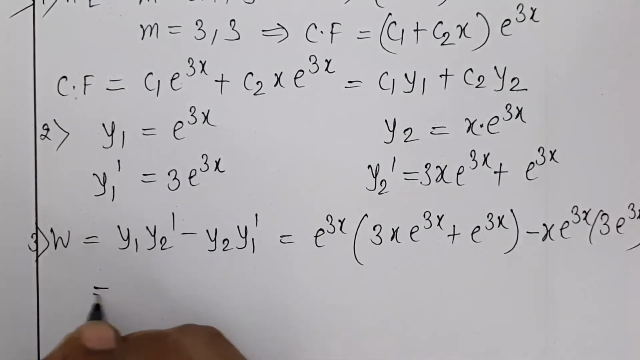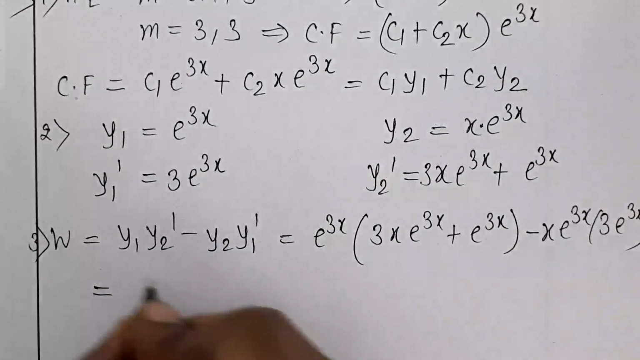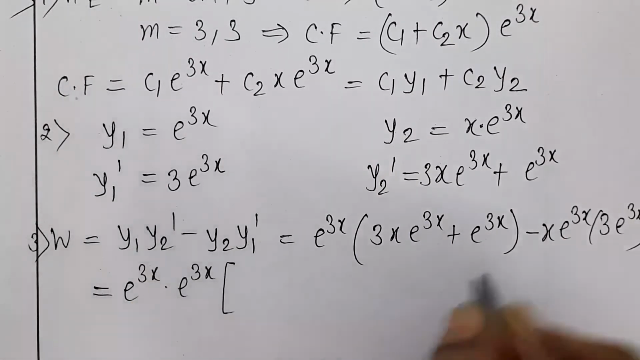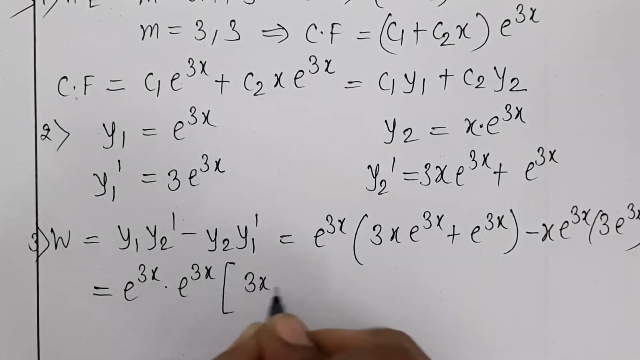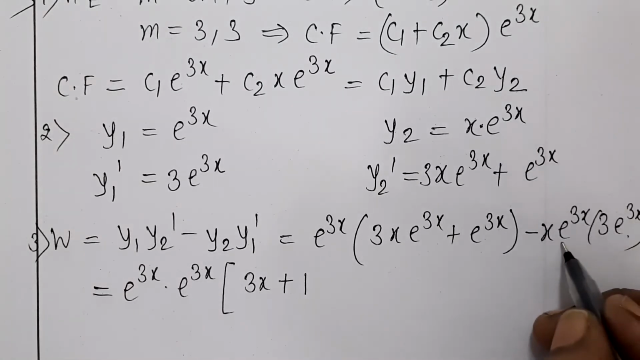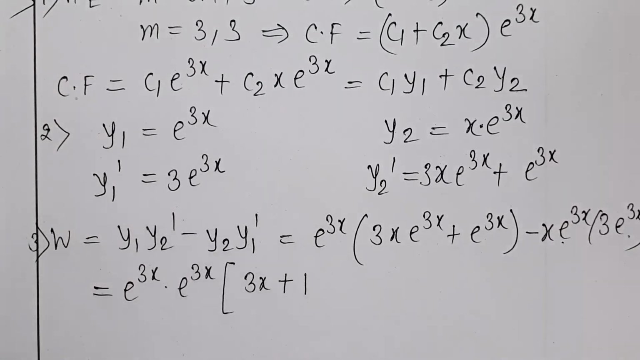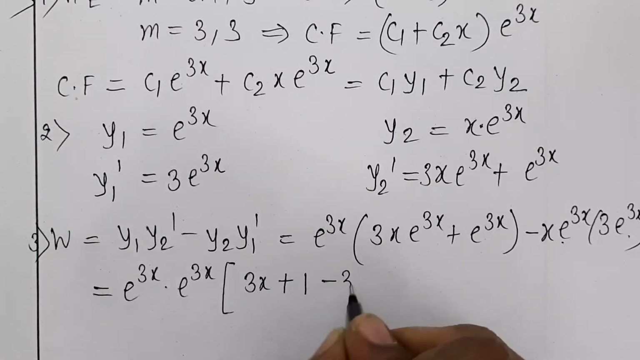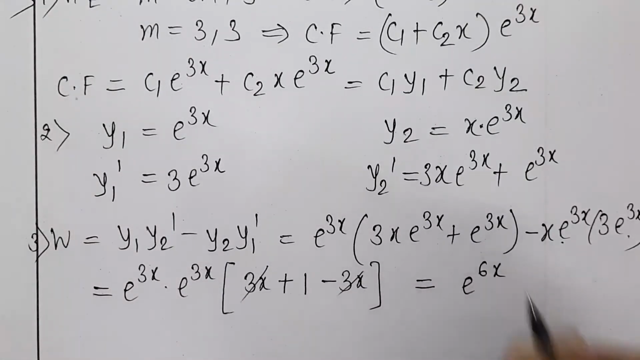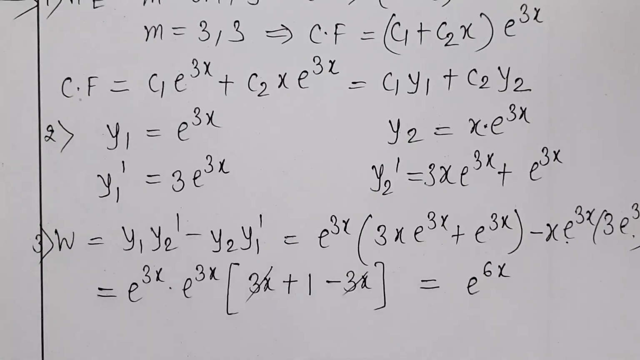It is equal to e to the power 3x, from this bracket we can take e to the power 3x into e to the power 3x outside. Remaining is 3x plus 1. Here also we have e to the power 3x, e to the power 3x, so we can take it outside. Then remaining is minus 3x. So 3x minus 3x get cancelled, and we get e to the power 6x into 1, which is e to the power 6x. Now W we got as e to the power 6x. From this we can find out u and v.